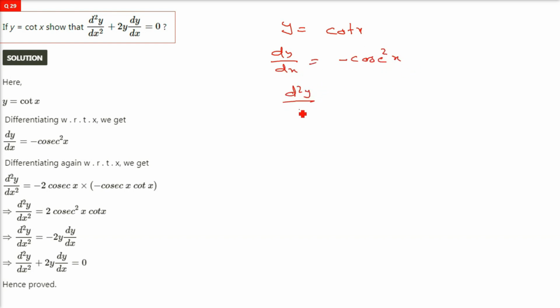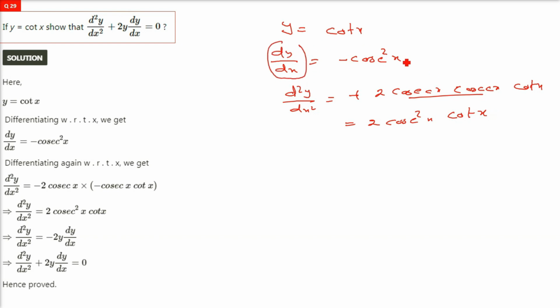d2y by dx2 is what? It is, let it be minus, cosec x, 2 cosec x, and the derivative of cosec x will be minus cosec x cot x. So minus will become plus. You have cosec x cot x here, so 2 cosec x cot x. So it will be 2 cosec square x, then we have a cot x here. This is d2y by dx2. So this dy by dx is already there. It is minus cosec square x. So if you want to replace minus cosec square x, the negative has to be taken to the left.